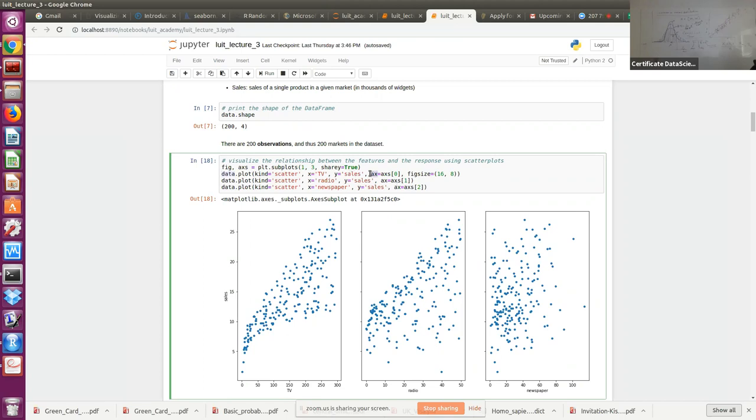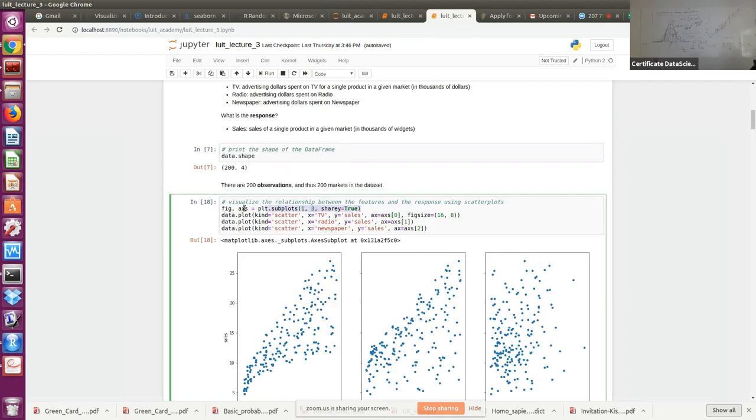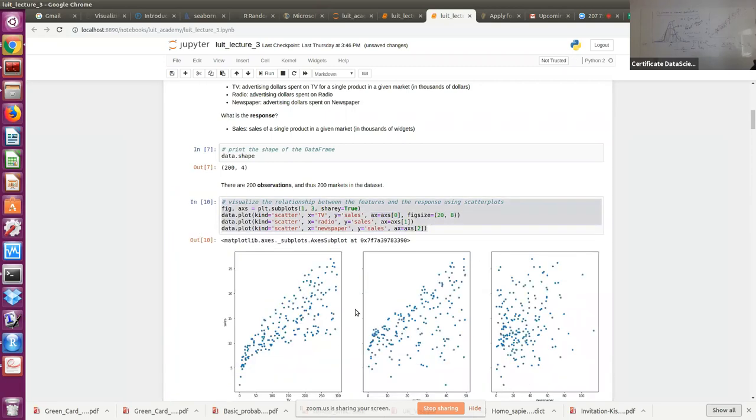And the x-axis should be zero, because you have three plots here, the three axes, 0, 1, 2. And that's what it says: please plot on that axis, and the figure size should be this many. You can make this figure smaller or bigger by changing it. Say I can make it 20 for these scatter plots. So it's a little bit bigger, right? Wider. This size is bigger.